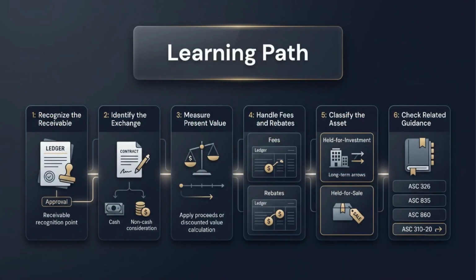Here is the learning path for this video. First, we recognize the receivable by confirming the right to collect cash. Second, we identify the exchange that created it. Third, we measure present value using either cash proceeds or discounted cash flow logic. Fourth, we handle fees and rebates that affect timing of income. Fifth, we classify the asset based on management intent. And sixth, we hand off to related guidance when needed. By the end, you should have the measurement foundation ready before we move into ASC 310-20.